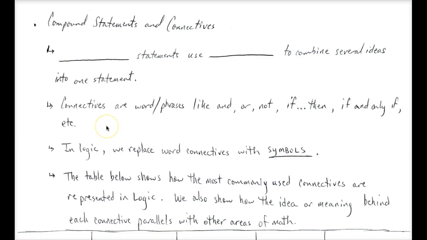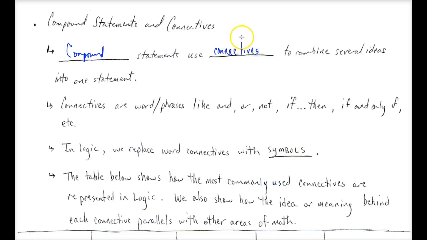Now when we get into actually trying to represent these statements in an abstract sense, in order to logically evaluate them, the first thing that we have to understand is that compound statements use these things called connectives to combine several ideas into one statement. Okay. So when we have more than one idea in a statement, we're going to use connectives.